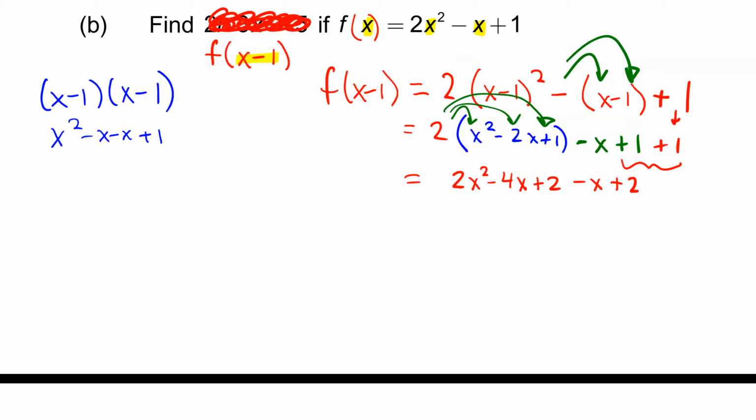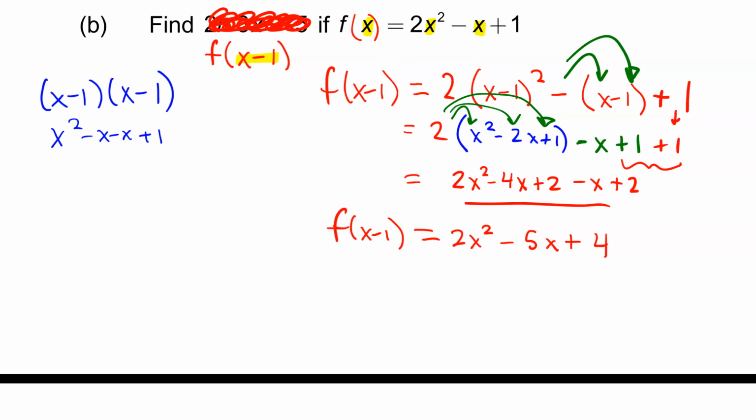Okay, ready, Adi? The next thing we need to do is blank, like fill in the blank. Combine like terms. Combine like terms. So we must combine like terms. So I have 2x squared minus 5x plus 4.